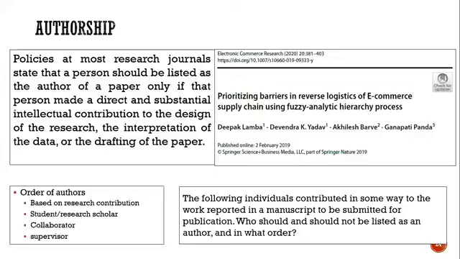See, this is how authorship is to be structured. Policies at most research journals state that a person should be listed as the author of a paper only if that person made a direct and substantial intellectual contribution. In the example, there are four authors. The order of authors is based on the research contribution. If a scholar or student is a part of that work, then he or she will be first, followed by the collaborator or supervisor.